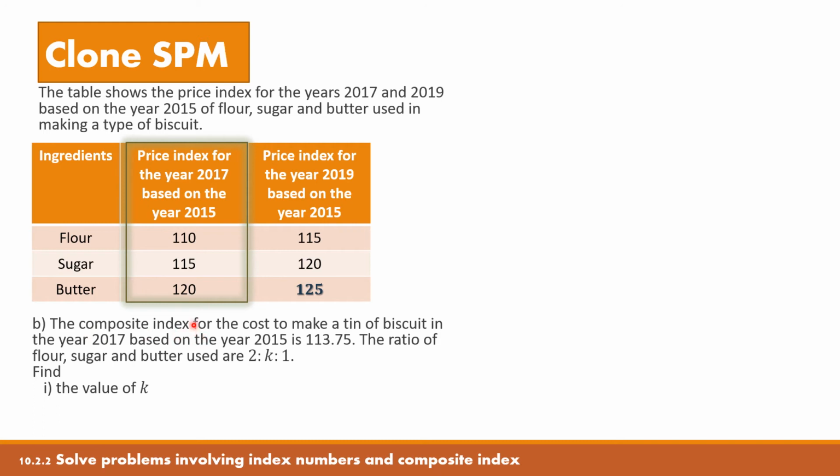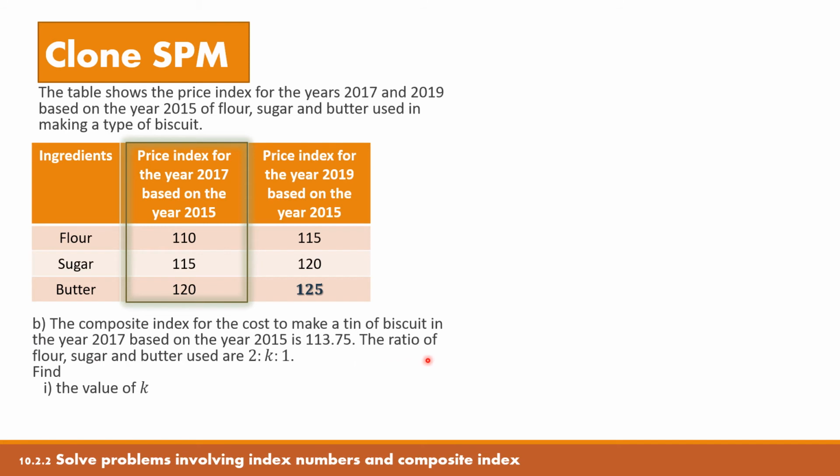on the year 2015. As we have studied earlier in this video, the composite index is actually the average index for certain items. So in this question, we have 3 items here, which means that the composite index will be the average of the price index for these 3 items. Let's continue with the questions.